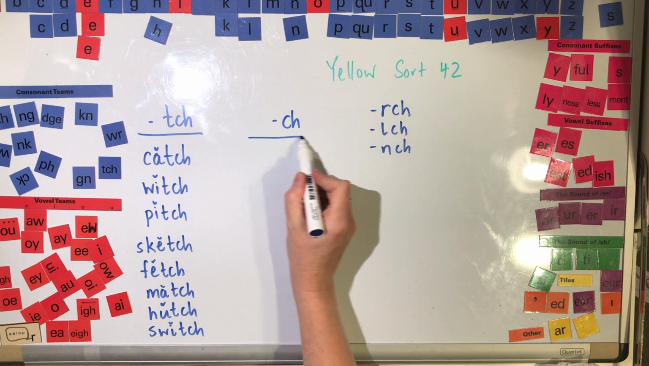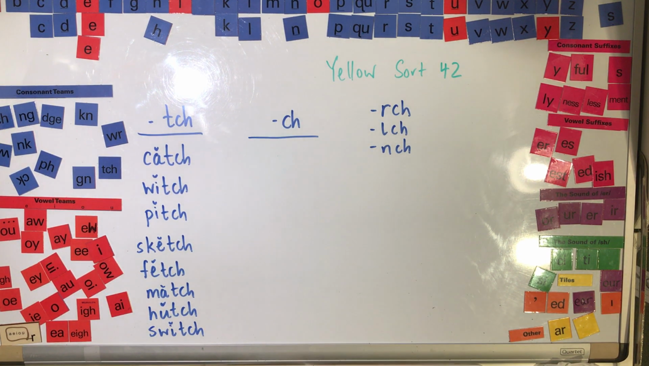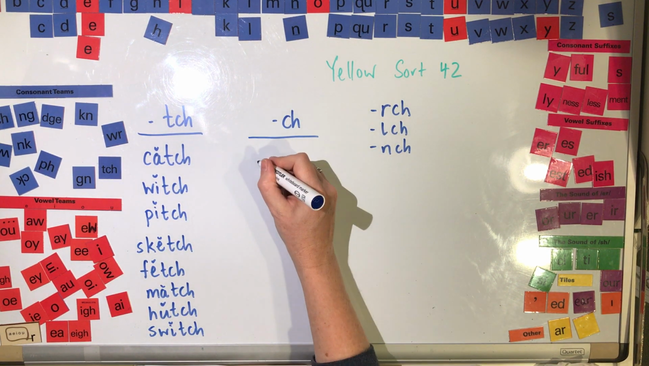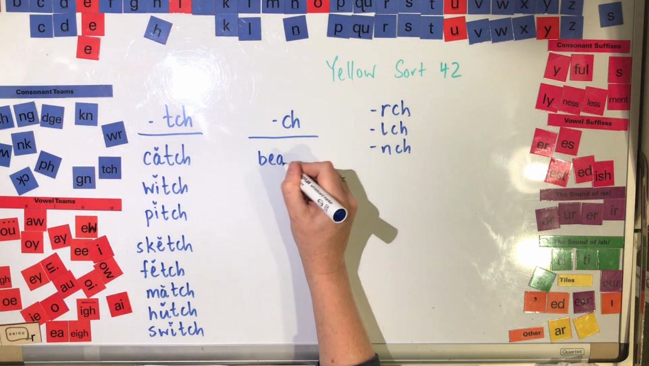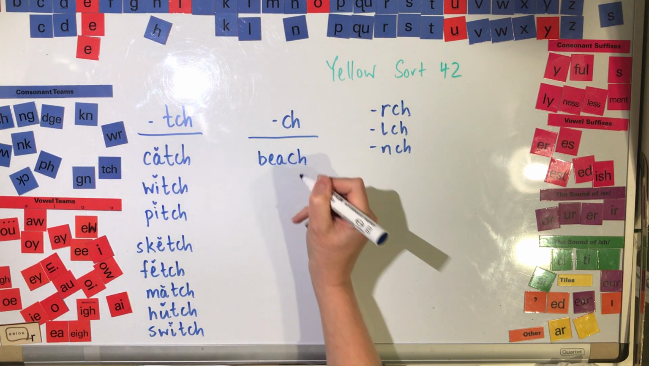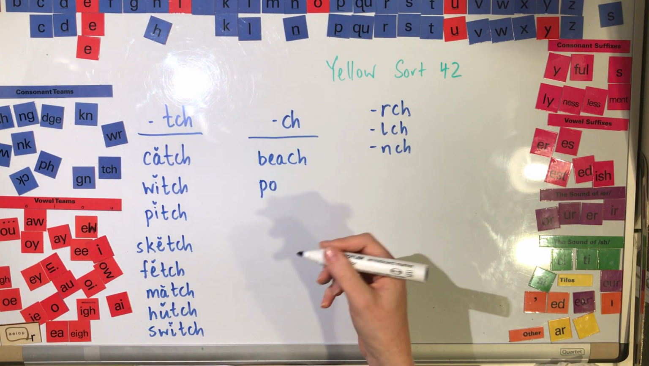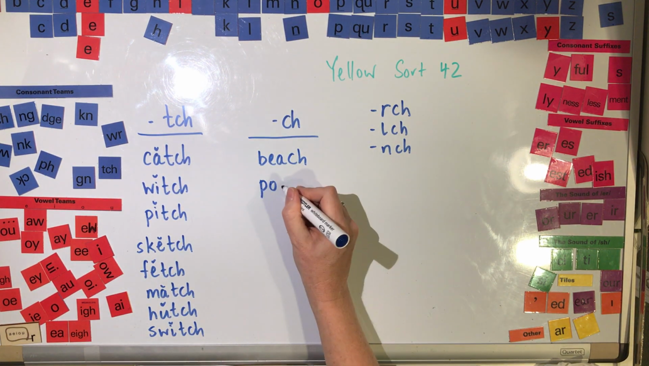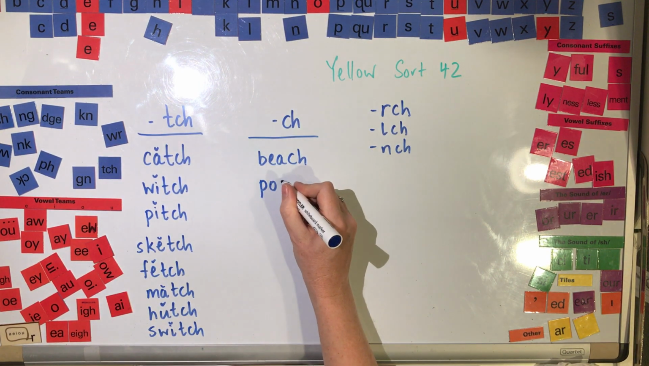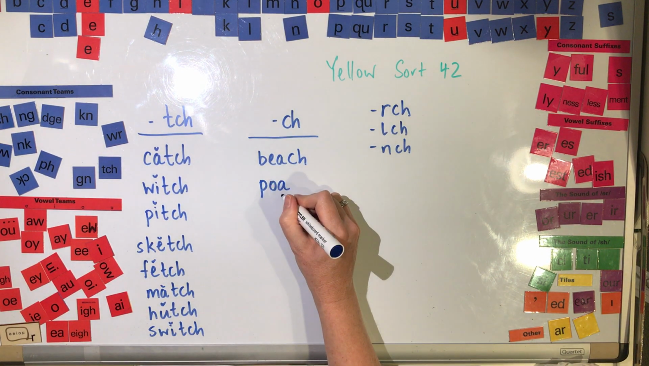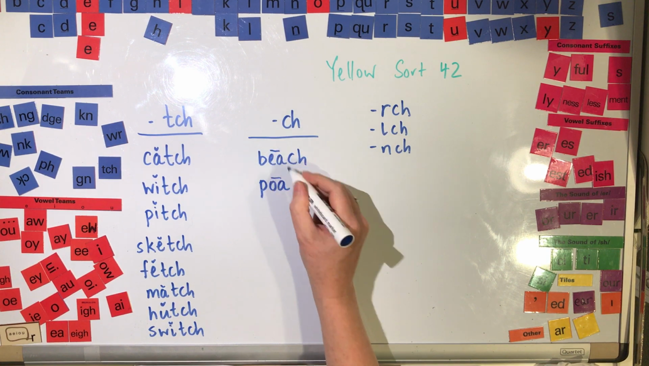Okay, we've now got our long vowel sounds. We've got beach, we've already done that one. B-E, so we just use CH. We've got poach, as in that's poaching animals, or you can poach a fish. It's a way of cooking. You poach something in water, poach an egg. P-O, long vowel. Ch.